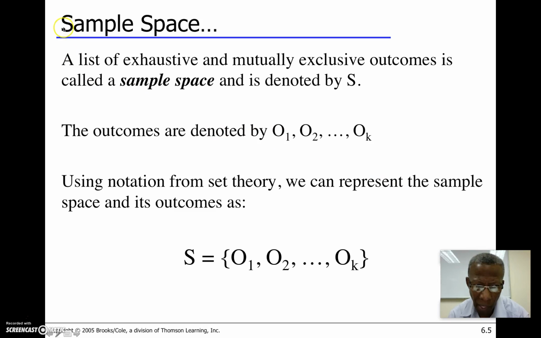Sample space. So the concept of a sample space. A sample space is a list of exhaustive and mutually exclusive outcomes. This is called a sample space and is denoted by S. You could use any other letter, but S is what we normally use. The outcomes are denoted by O1, O2, O3, Ok, O subscript i. Use notation from set theory, which is shown here. The sample space is a set of mutually exclusive and exhaustive outcomes.